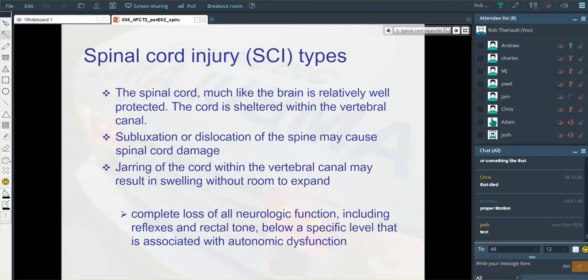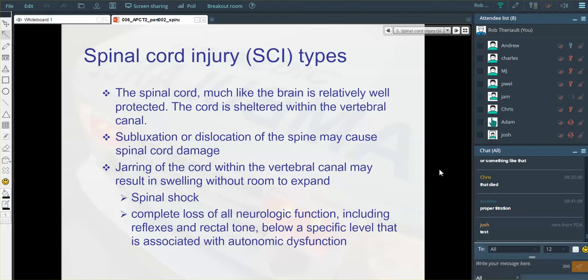And so there may be spinal shock, and spinal shock is really a description of the cord injury that occurs as a result of swelling. It's not the same as neurogenic shock.